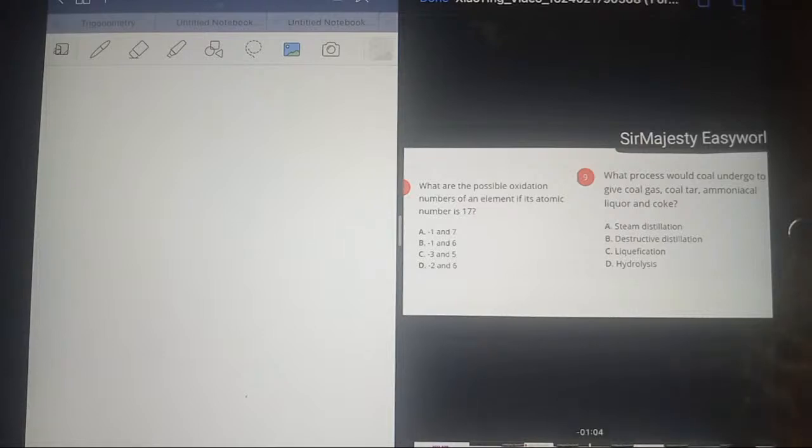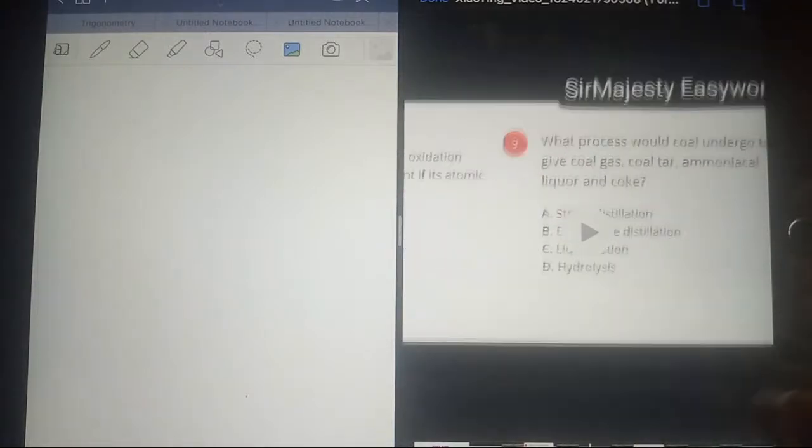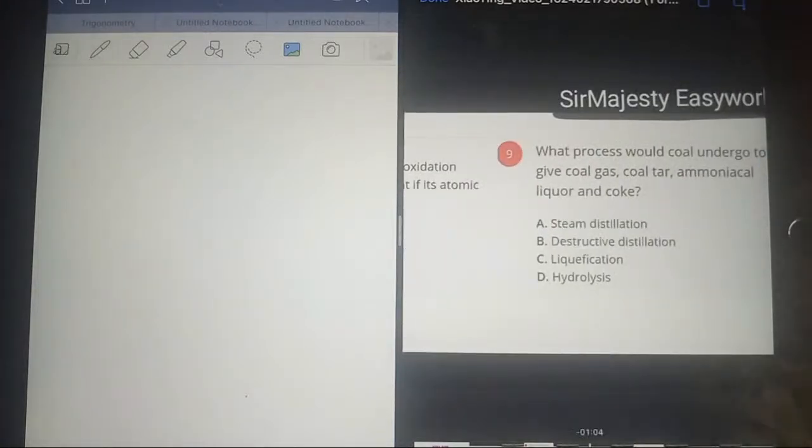Then question number 9 says, what process would coal undergo to give coal gas, coal tar, ammoniacal liquor, and coke? Destructive distillation. Remember that in destructive distillation, the compound that has undergone this distillation is destroyed and not recovered. And destructive distillation is a type of dry distillation.